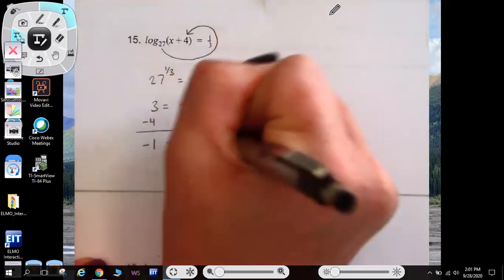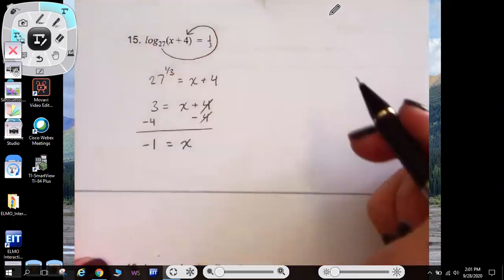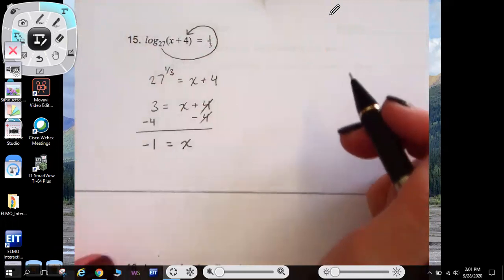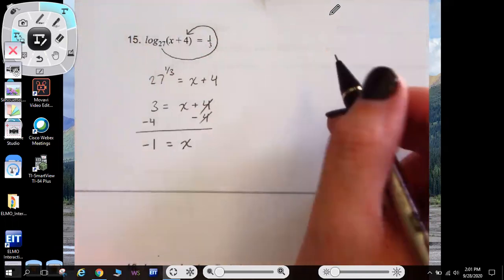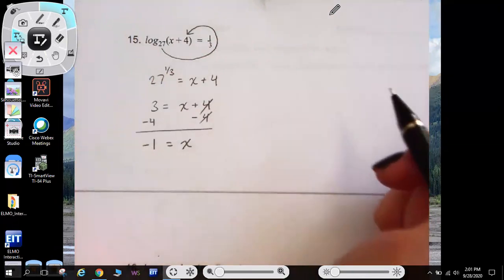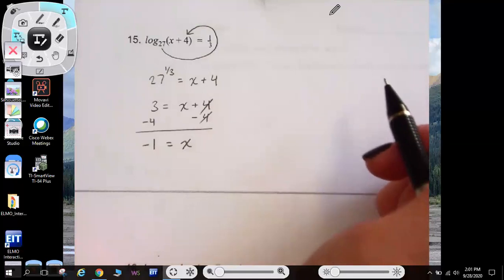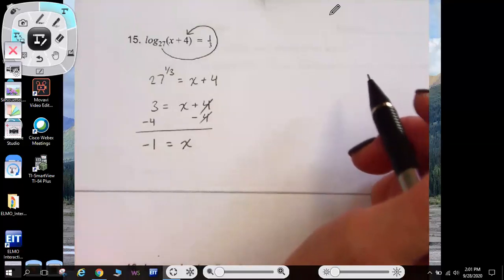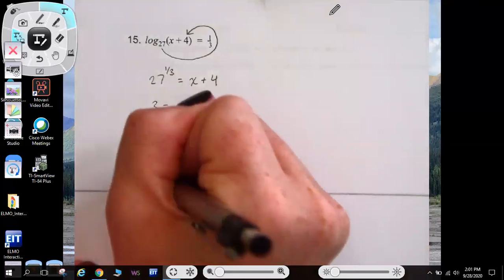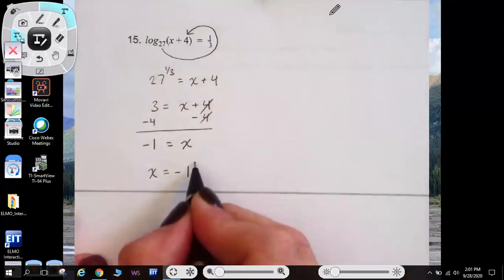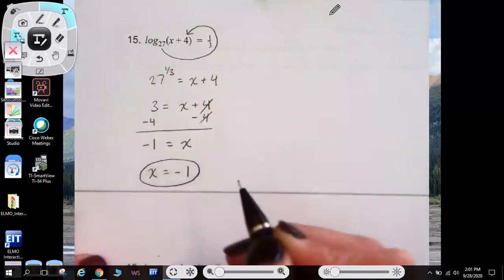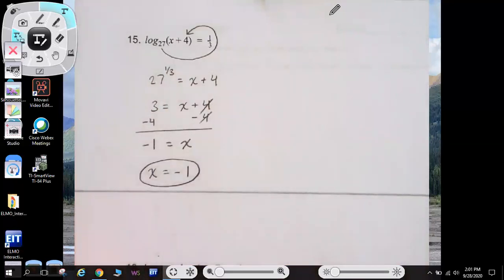Oh, I get 9. You probably did 27 times 1/3 instead of raising it to the power of 1/3. Okay, so again, I just like to write my variable first. So I'm going to write x equals -1. If you don't do that extra step, I'm not going to count off. It's fine. But since we only got one answer for x, we don't have to check it.